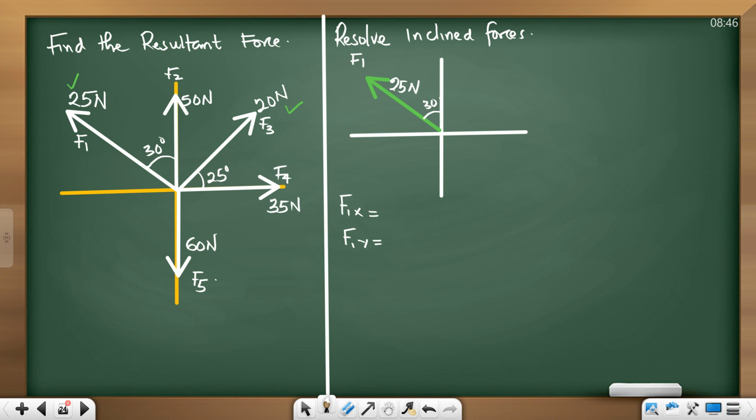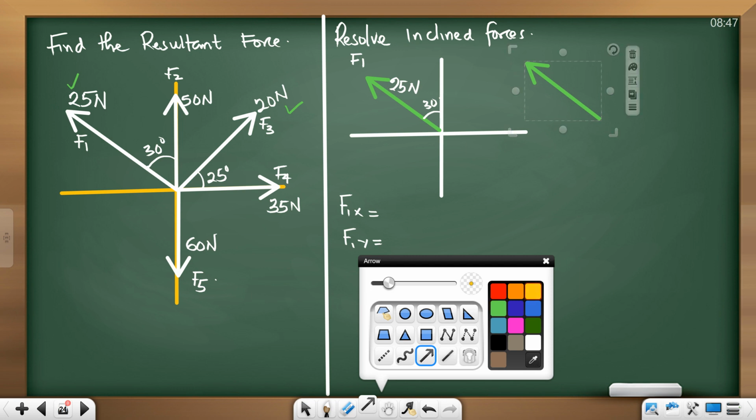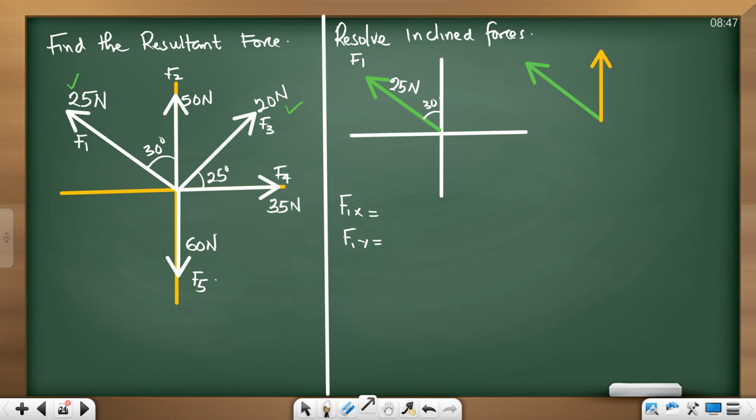F1. We did this a while ago, so it shouldn't be a problem. If you notice, F1 is pointing where? North, up and left. So that's what you just simply do: up and left. If I were to do that, check. Is that fine? Up and left. If you get that right, then we're done.